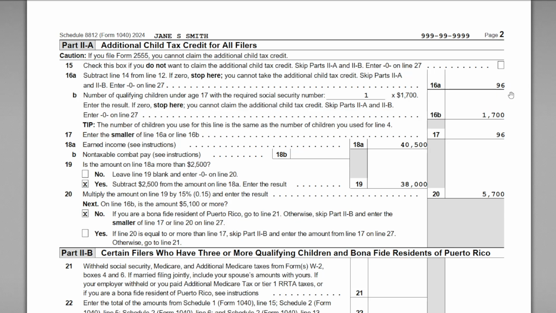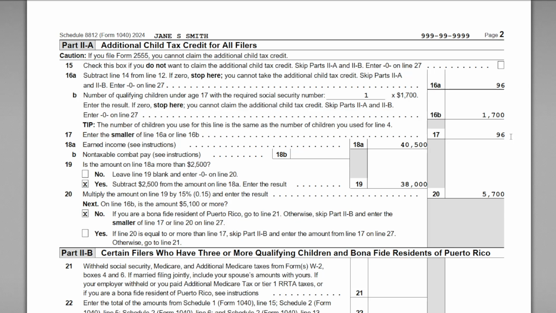Well, in this case, the smaller amount is 96, right? This is the amount that was left over. So we're going to enter $96 on 17. So this is now potentially the amount of additional child tax credit we can claim, assuming we are able to meet the remaining tests with respect to the earned income.